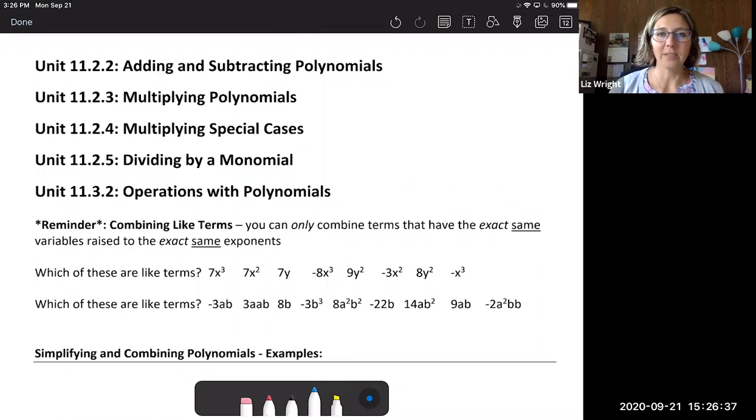Hi everybody, in this video we are going to be doing operations with polynomials. So we're going to be adding them, subtracting them, multiplying and dividing them. So just make sure you've got your notes handy and here we go.